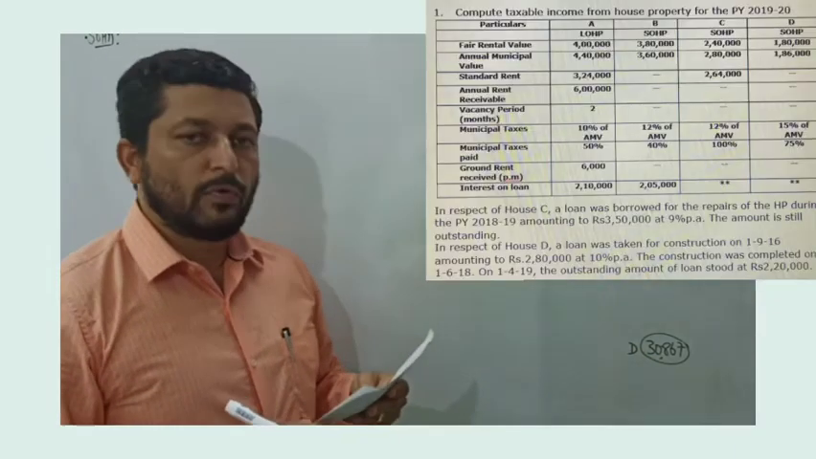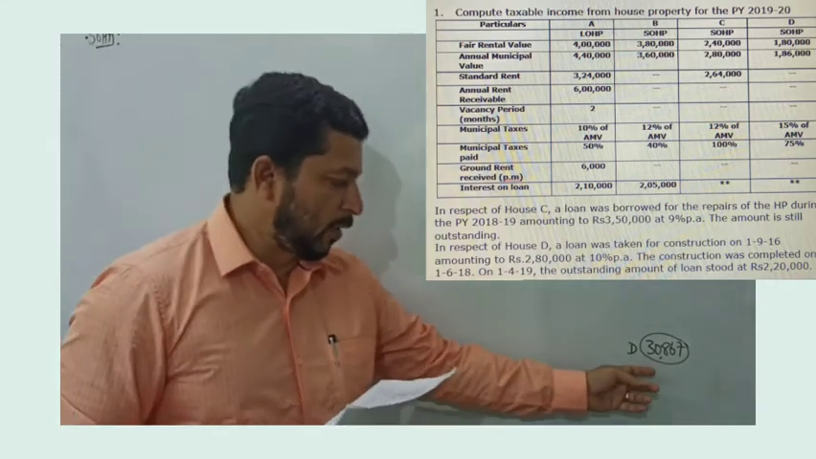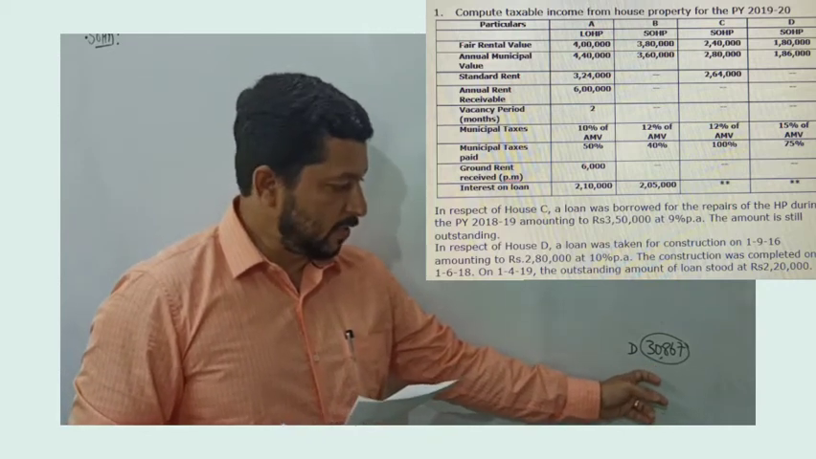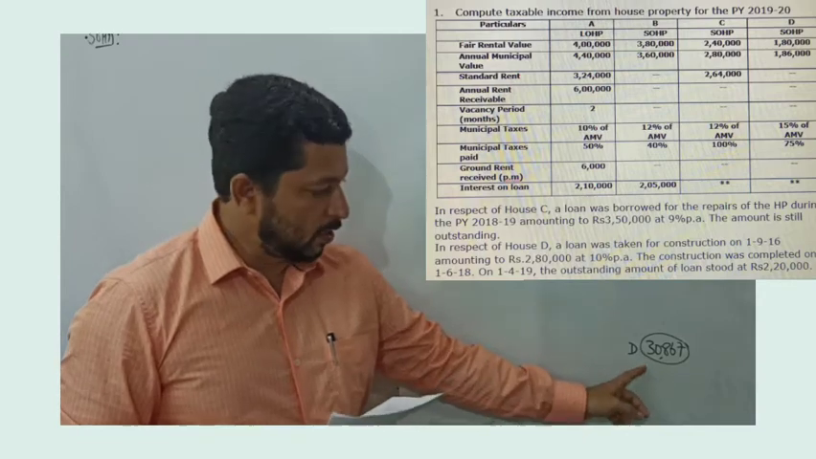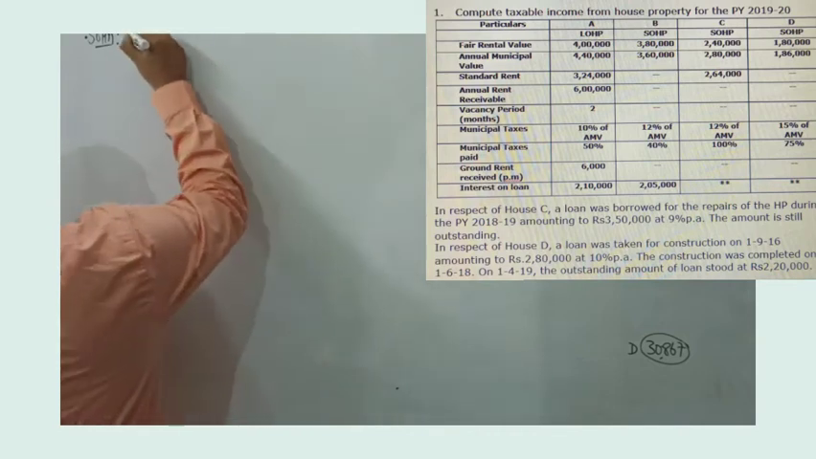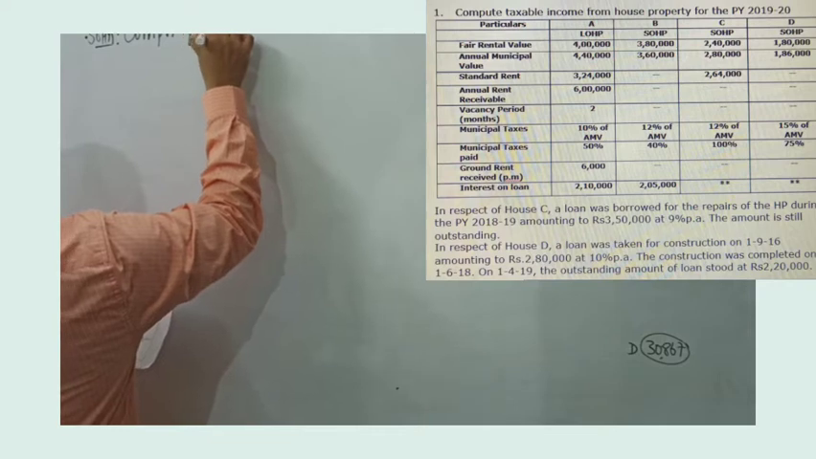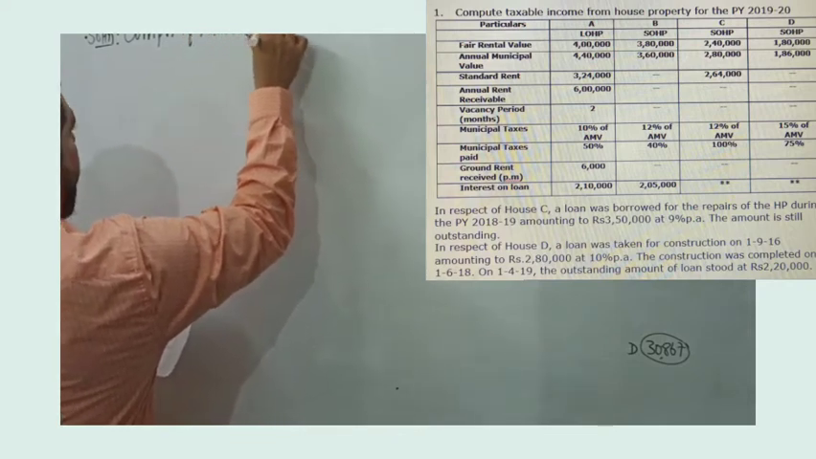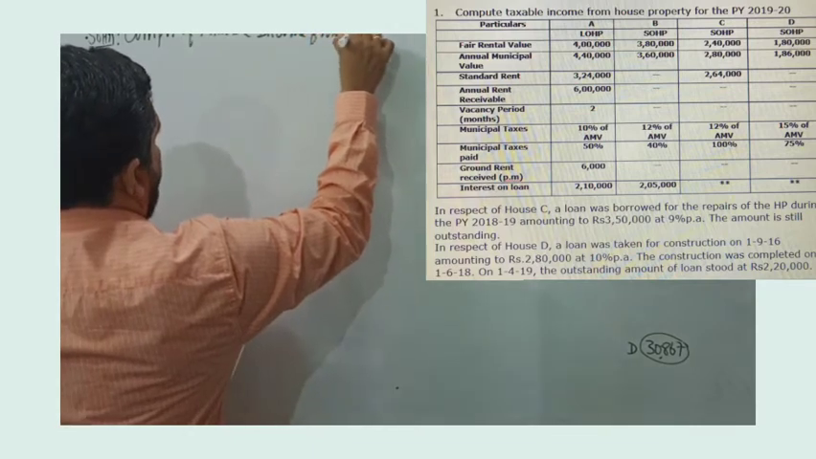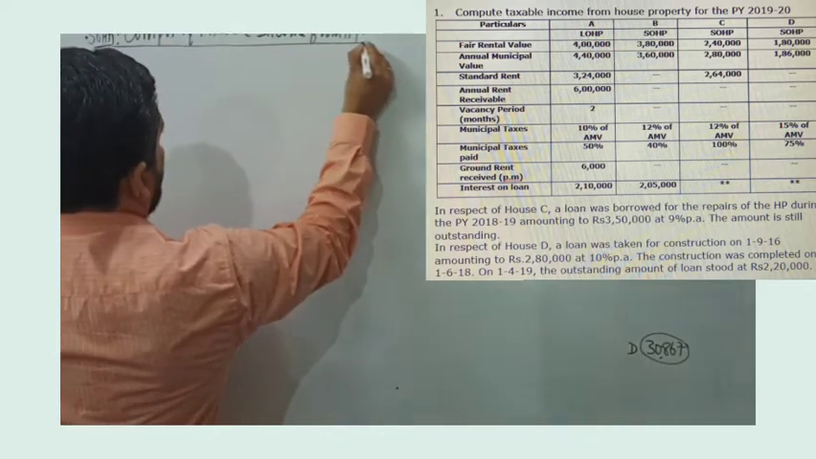So we will now move to calculate the taxable income from house property. We have already calculated the interest as far as house D is concerned for the previous year 1920 works out to 30,867 through note number 1. So I now record the formal part, computation of taxable income from house property.